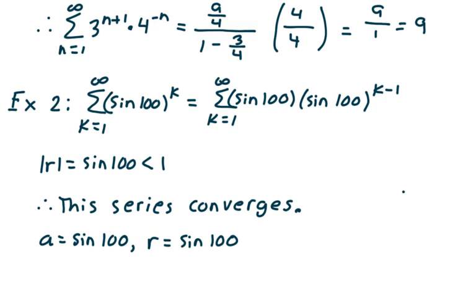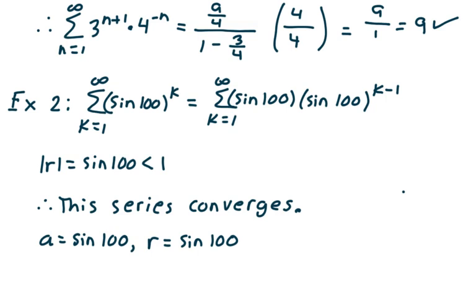Now, I want to get rid of the fraction, and so to do that, I'm going to multiply the numerator and denominator by 4. And so 9/4 times 4 is 9, and then 1 minus 3/4 times 4, by the way, is equal to 1. And so we get 9 over 1, and that's equal to 9. And that's how we do example 1.